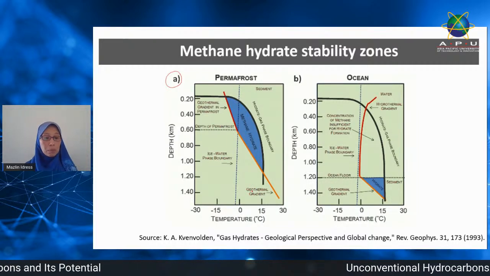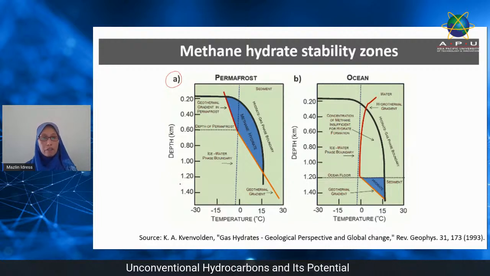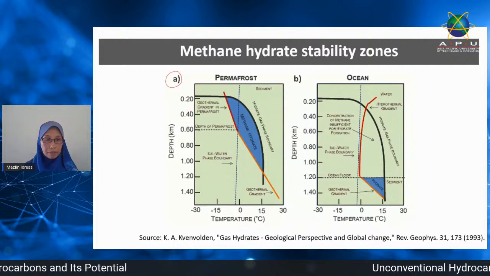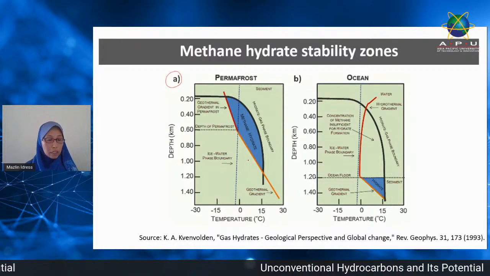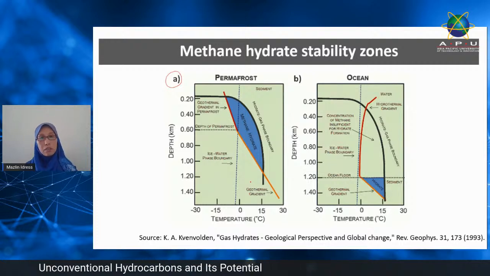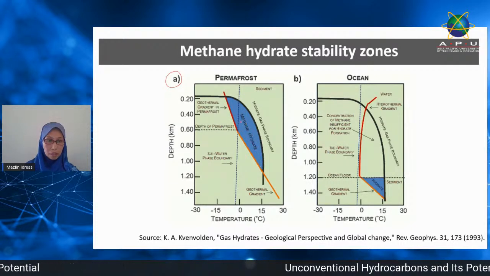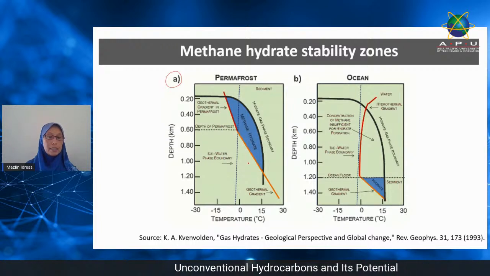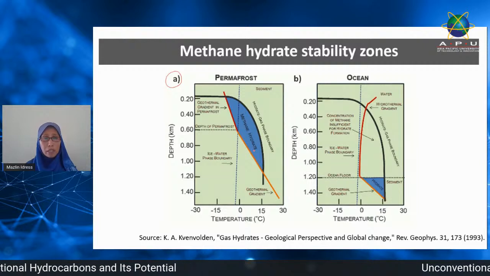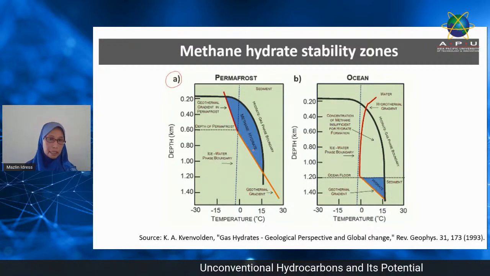So this is the graph of depth versus temperature. And this red and orange line shows the methane hydrate stability relative to temperature and pressure. This blue area between both curves represents the methane hydrate stability zone.